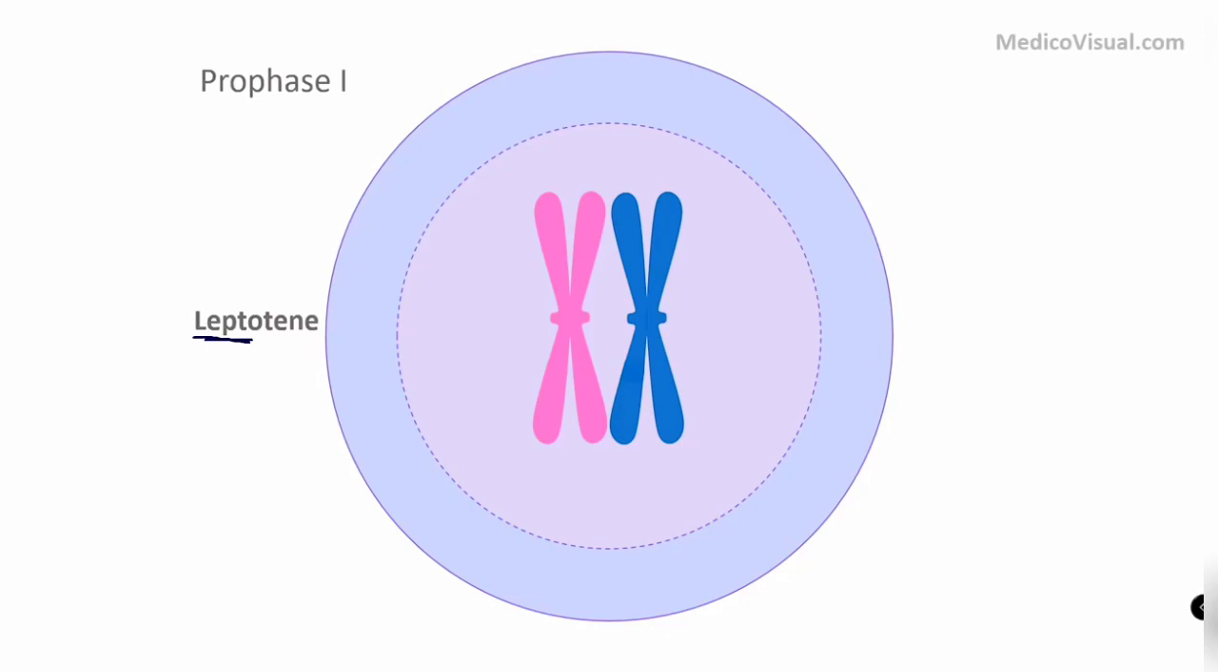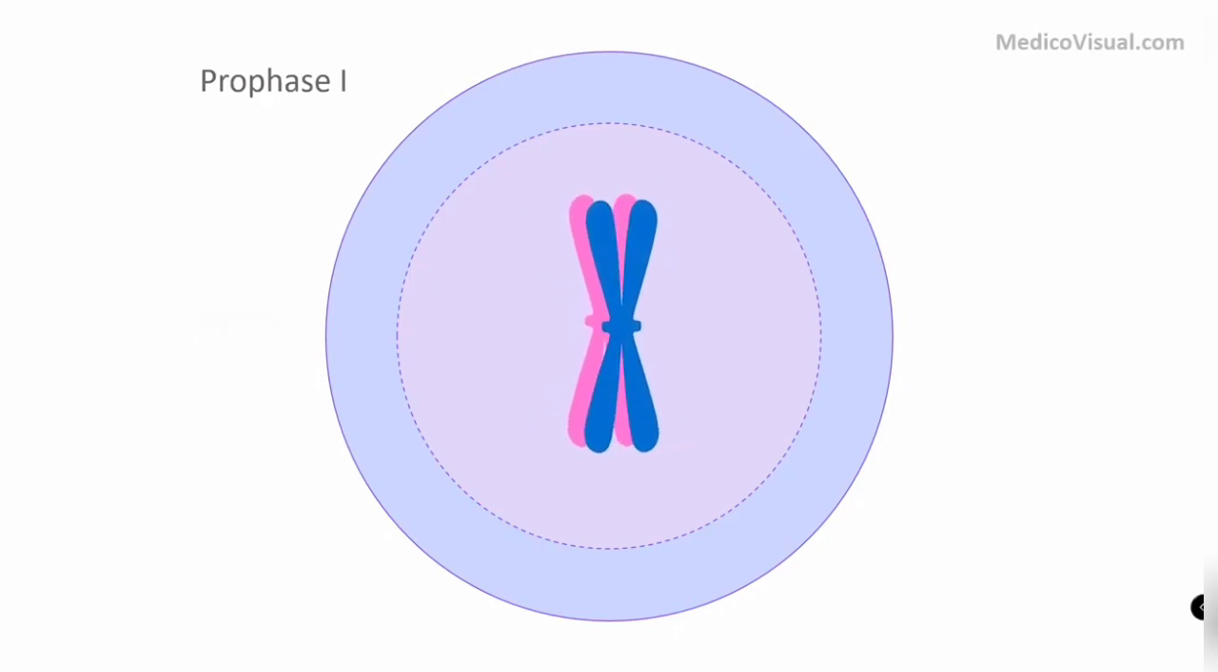Actually, lepto means thin, and we say leptotene because initially the chromatin is thin and condenses to form chromosomes, right? But I am abusing this term in order to make you remember that this is the first stage, right? So what happens in leptotene? Very simple, condensation of chromatin occurs to form chromosomes.